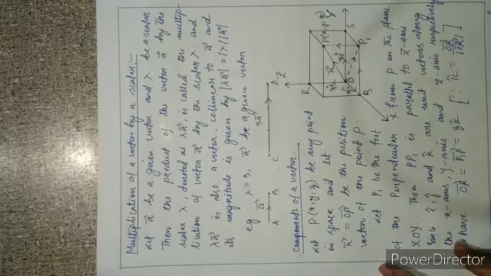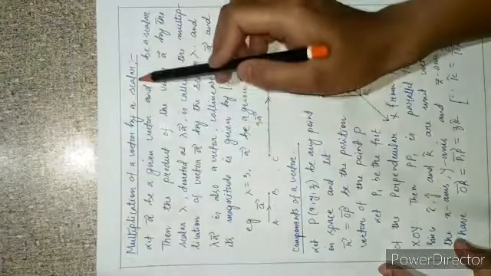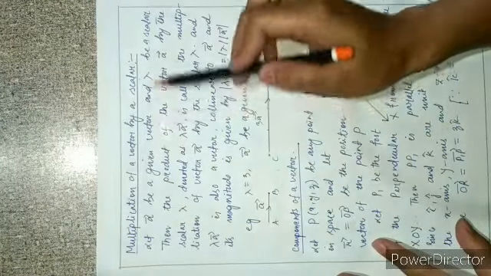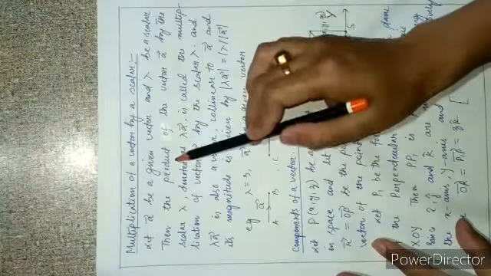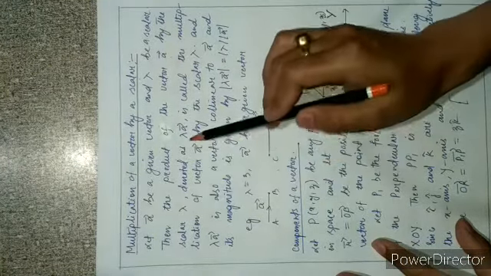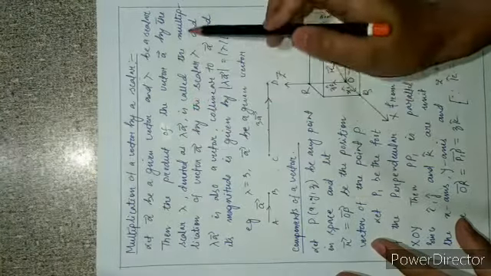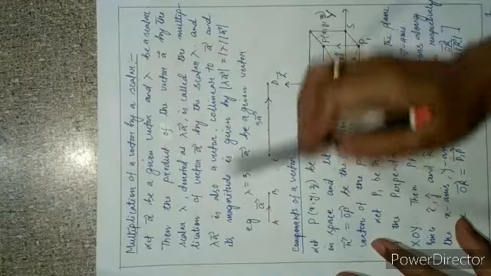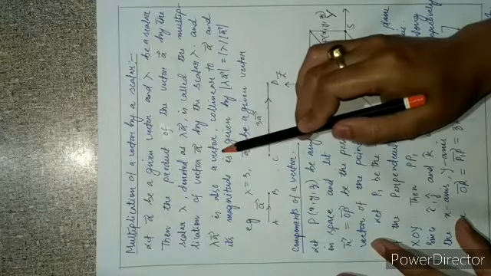Morning students, today we are going to learn about multiplication of a vector by a scalar. Let a vector be a given vector and lambda be a scalar, then the product of the vector a by the scalar lambda, denoted by lambda a vector, is called the multiplication of a vector by the scalar lambda, and lambda a vector is also a vector.